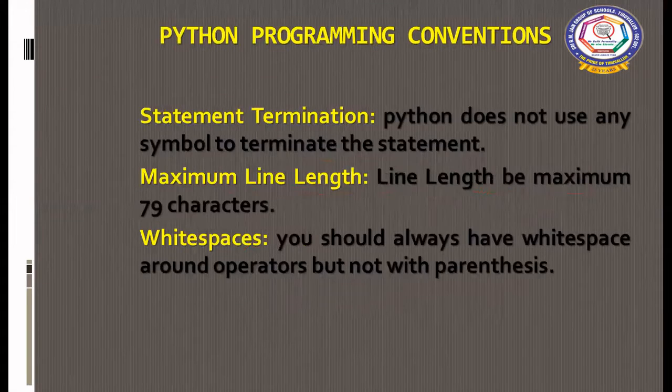Python programming conventions. In your Python program, we have some programming conventions. Statement termination: Python does not use any symbol to terminate a statement. You will have many statements in your Python program, but you need not have any termination at the end of a statement. The maximum length that can be specified is 79 characters in one particular line. White spaces: you should always have white spaces around your operators, but not within the parentheses.